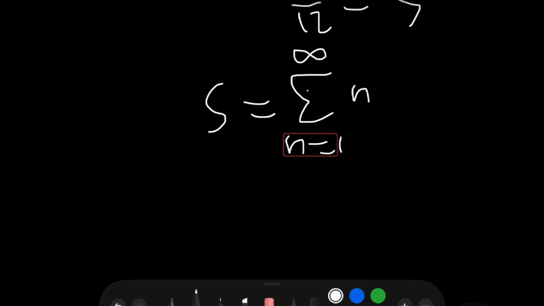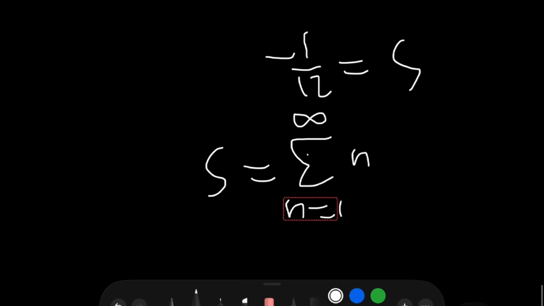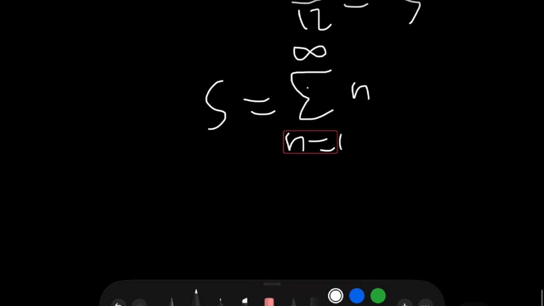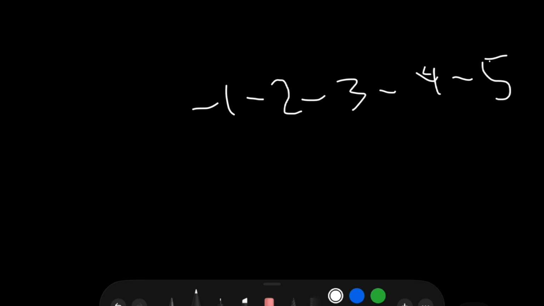This is mind-blowing, right? But you might ask, what about the sum of negative numbers? Well, technically this is kind of like subtraction, but this is the best way to show it. This is just adding negative numbers to another negative number. It goes on and on and on.